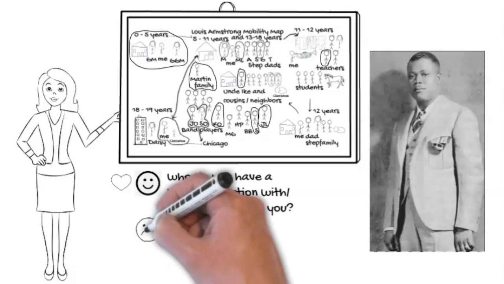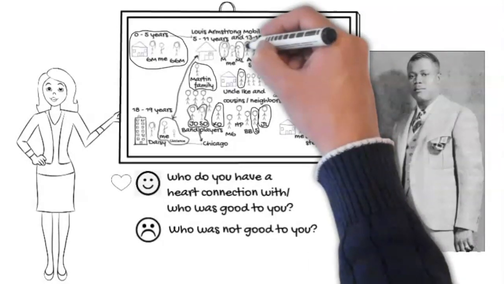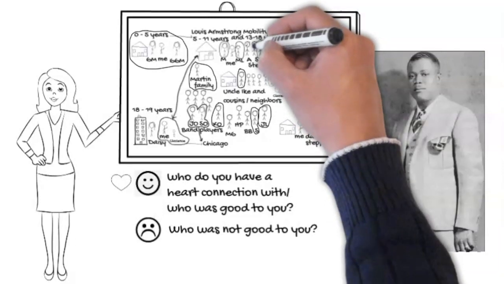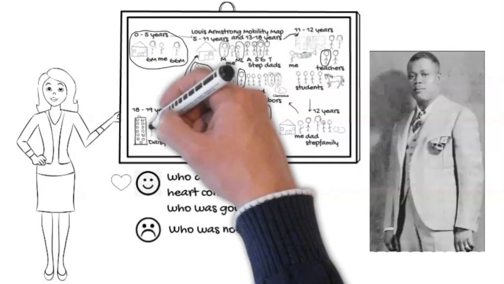Can you draw a symbol beside those people who were not good to you? Yes, ma'am. I would give them a sad face. My stepfather was not good to Mayanne. I saw Albert almost kill my mother. And my stepbrother Willie and Daisy also were pains to me.